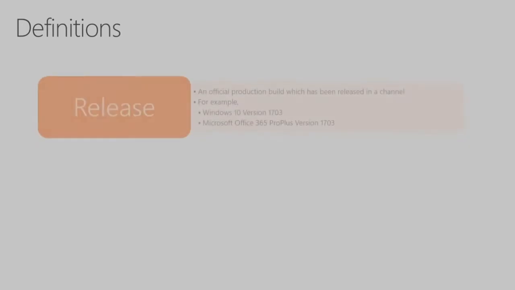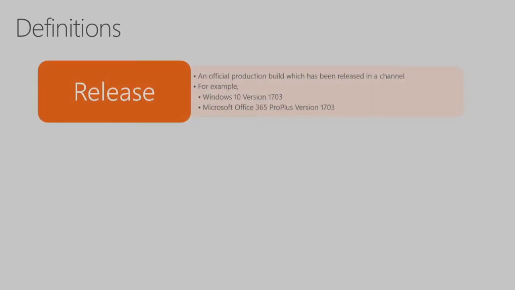So a few definitions to make sure that we're all talking about the same things throughout this. One, when I refer to a release, what I'm really talking about is one of the official production builds we've released to a channel. So examples of this would be Windows 10 version 1703 and Microsoft Office ProPlus version 1703. So think of it as that release that contains the new features or feature sets at any given time. And most of what I'm going to talk about here would apply to both Windows 10 and ProPlus. And so when you think about the rings, we should be talking about the same way, and we should be able to use most of this interchangeably.